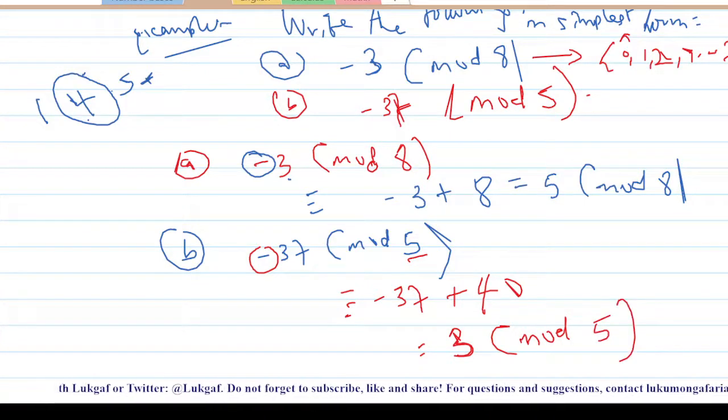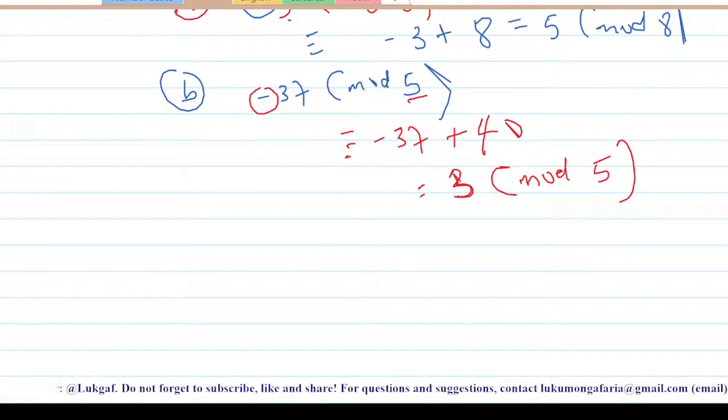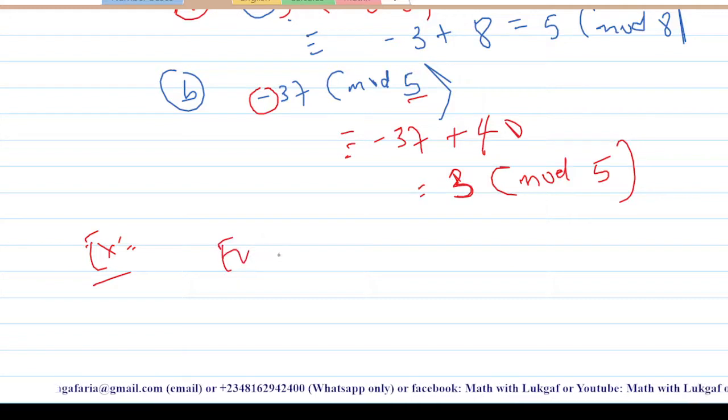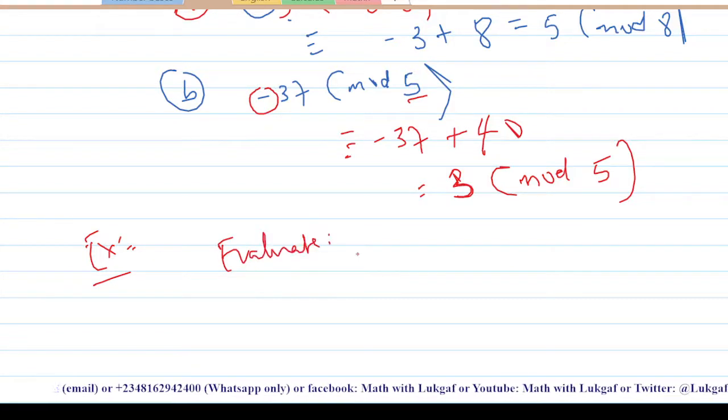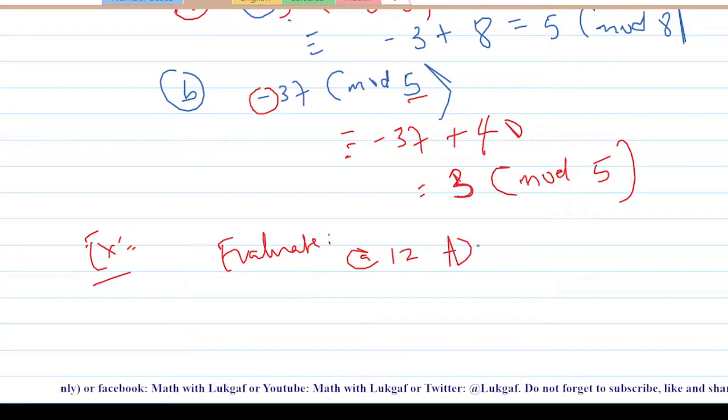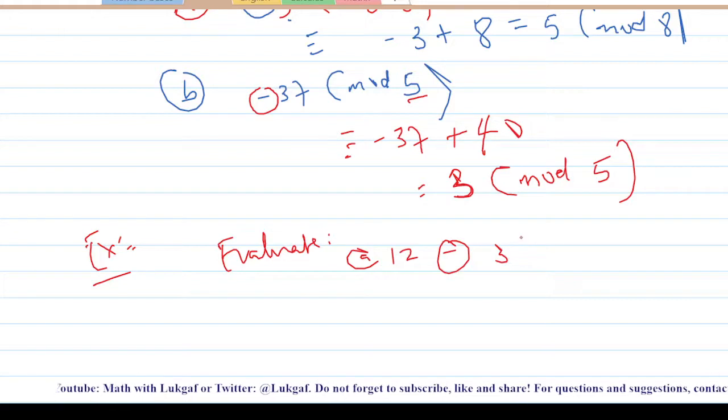So let's say they give us another example that involves subtraction of 2 integers. For example, evaluate number 1, 12 minus 3 mod 7.